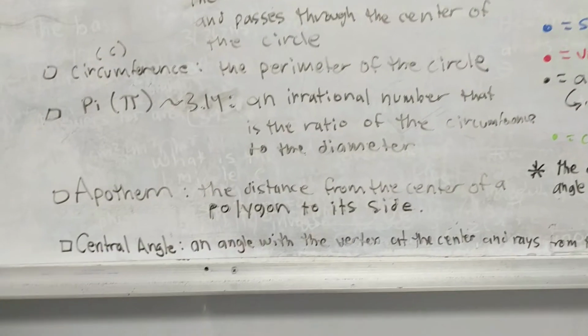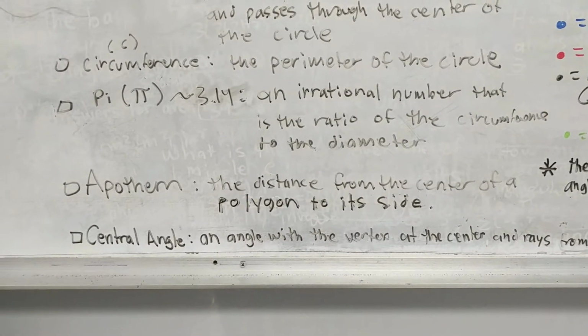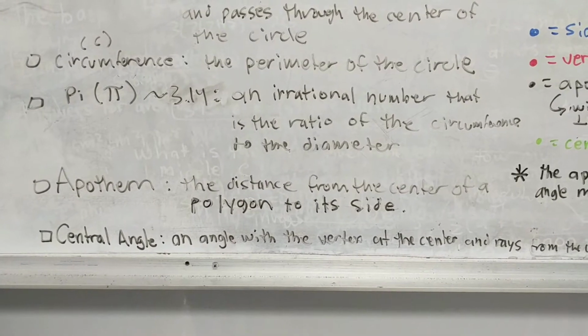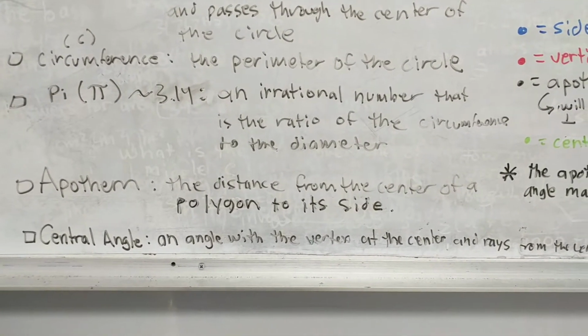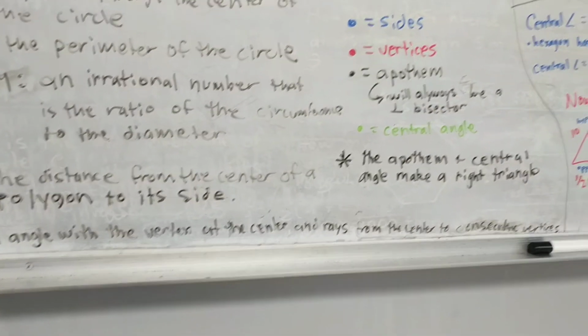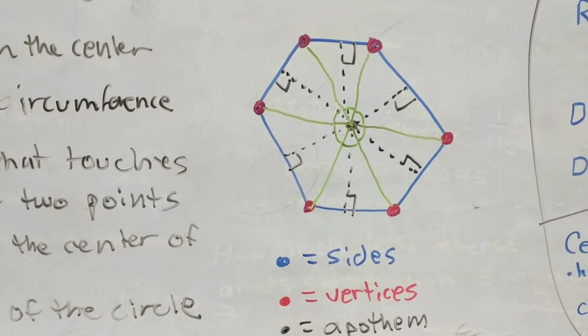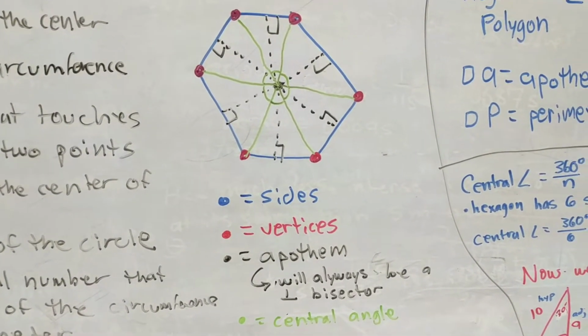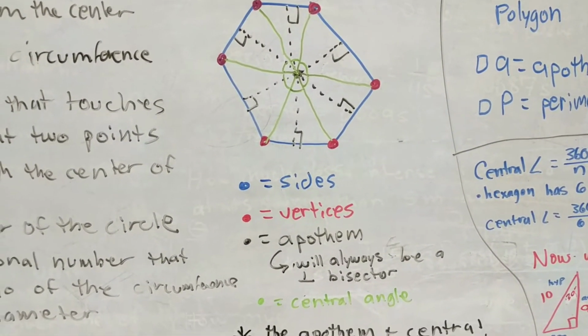The two new terms for today are the apothem and central angle. The apothem is the distance from the center of a polygon to its side. The central angle is an angle with the vertex at the center and rays from the center to the consecutive vertices. This picture right here is illustrating our points, okay? There's our sides, our vertices, and the apothem.